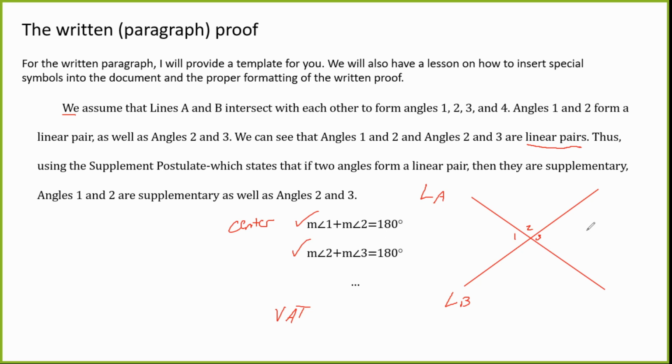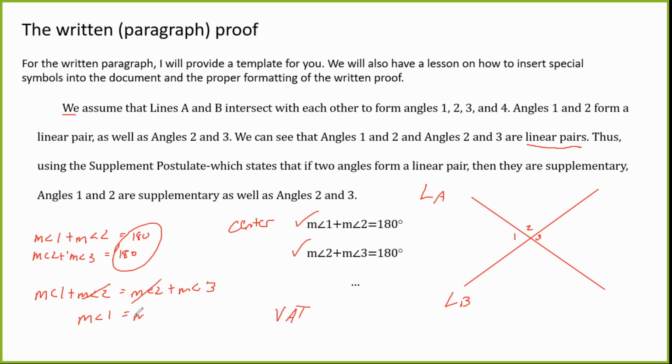Does the measure of angle 2 plus the measure of angle 3 add up to 180? For sure. Now, let's say I wanted to do the vertical angles theorem. Well, what I can say then is if the measure of angle 1 plus the measure of angle 2 is equal to 180, and the measure of angle 2 plus the measure of angle 3 is equal to 180, by substitution, I can set the left-hand sides equal to each other. And through the subtraction property of equality, I am now left with the measure of angle 1 is equal to the measure of angle 3. And that's what the vertical angles theorem tells us.